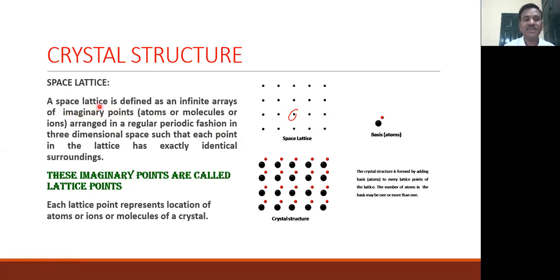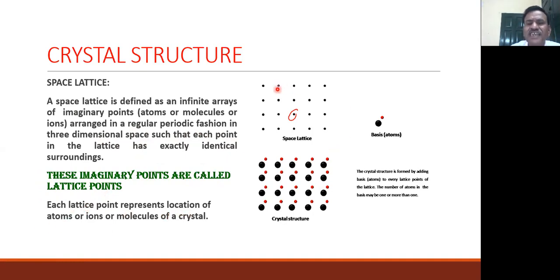Remember students, these are nothing but imaginary points. A space lattice is an infinite array of imaginary points arranged in a regular periodic fashion in three-dimensional space such that each point in the space lattice has exactly identical surroundings. And as written here, the imaginary points are also called lattice points. Here, each lattice point represents the location of atoms.